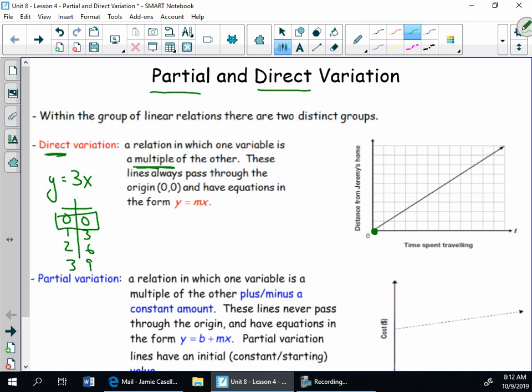And on a graph, you go through the 0 and 0 point. And every equation looks like the one that I just showed you, y equals something times x. Okay, so this would be an example of one. This would be an example of one. Even this would be an example of one, because we know the number 1's in front. Okay, they're just direct multiples of each other.